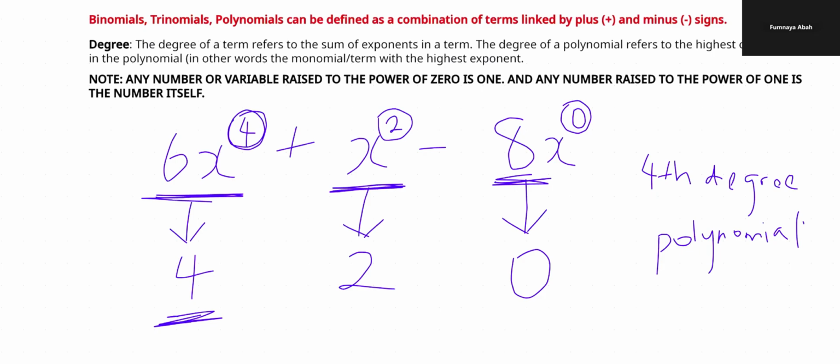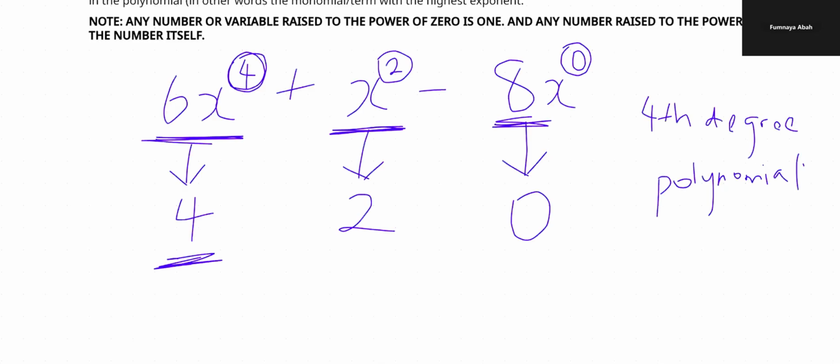Okay, so the last two terms I want to explain are leading terms and leading coefficients. A leading term is the term with the highest degree. So using the example we just used, let me go back up. That was 6x raised to the power of 4 plus x squared minus 8. Let me rewrite it down here. 6x raised to the power of 4 plus x squared minus 8.